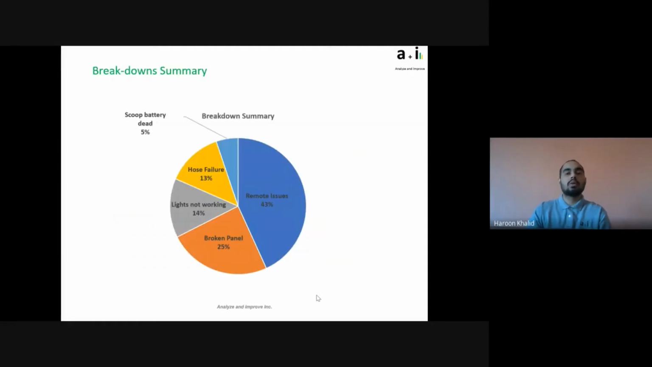So for our scoop, looking further into the breakdowns, we noticed that a large chunk, or nearly half the time, breakdowns were a result of the remote issues, whether it be programming or batteries. And then there were other issues like broken panels, lights not working, hose failure, scoop battery being dead. Anything that essentially prevented the scoop from being able to do value-added work was considered a breakdown.